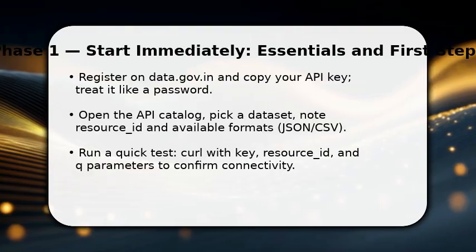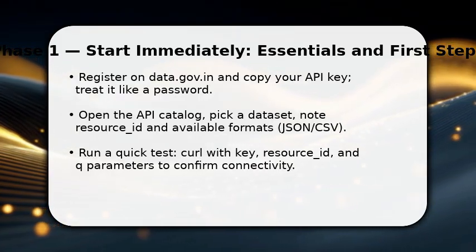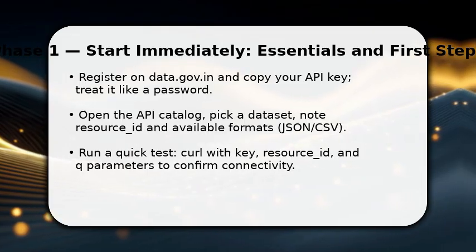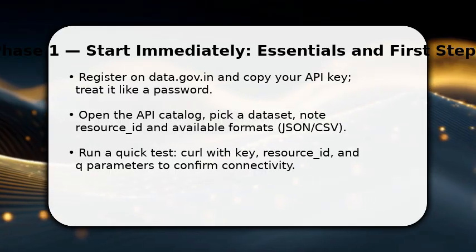You start by creating an account and retrieving your API key. Store it securely. Once you have the key, open the data catalog and pick the dataset by its resource ID so you know what fields and formats are available.